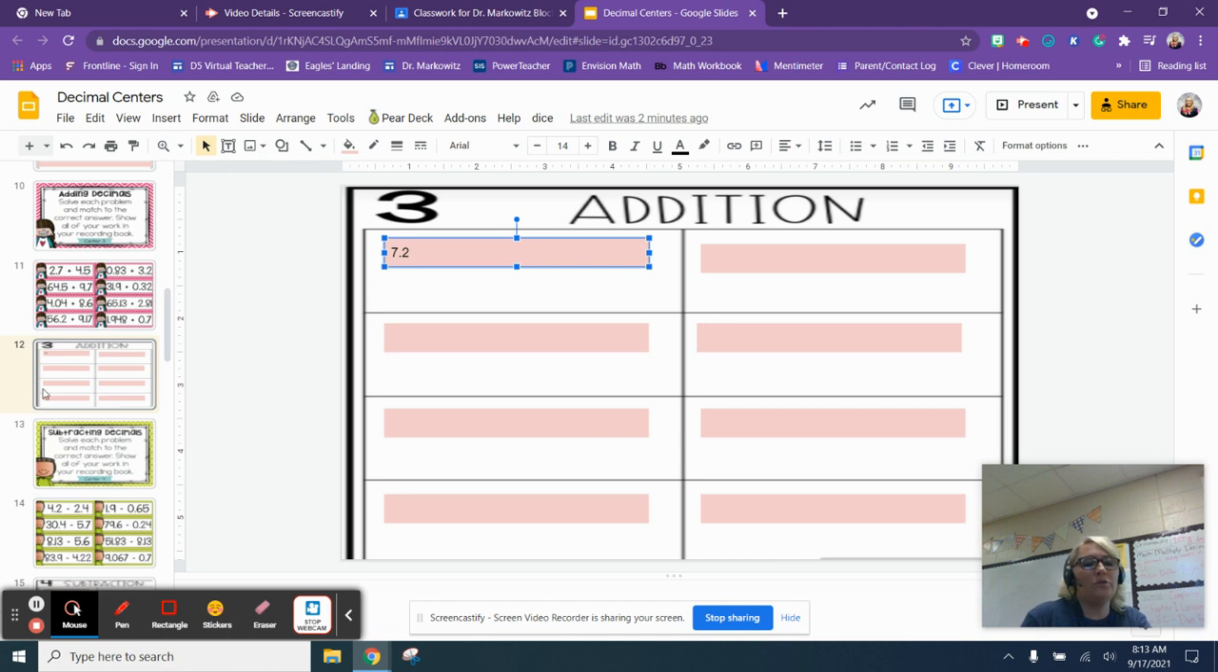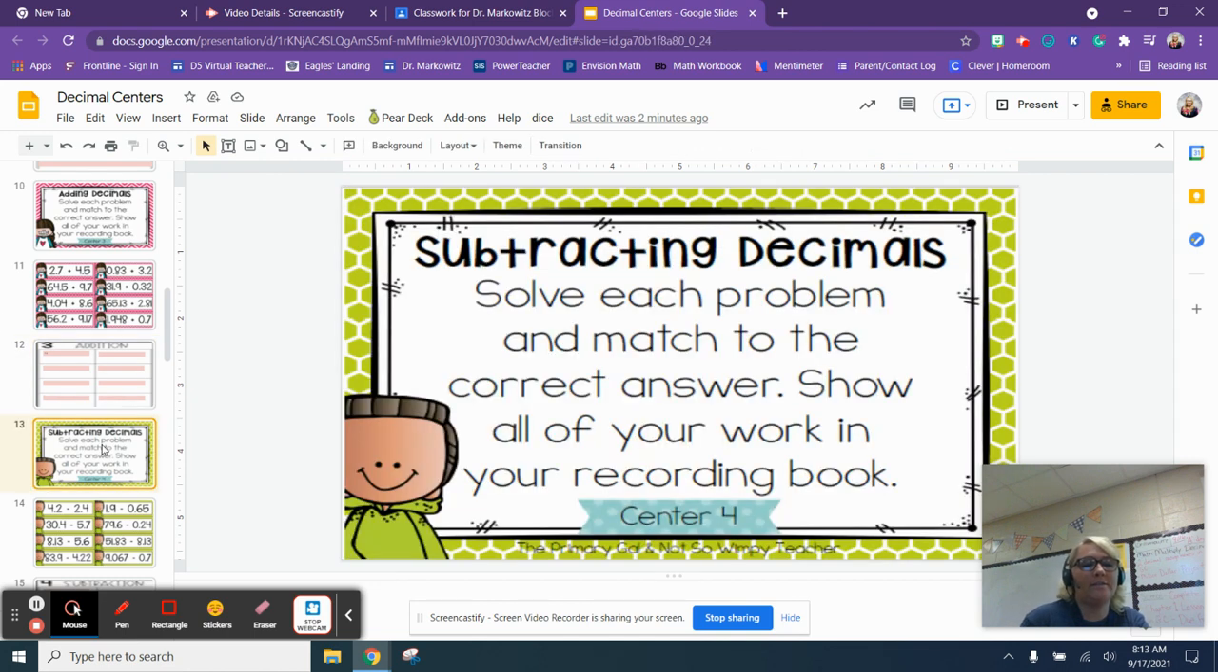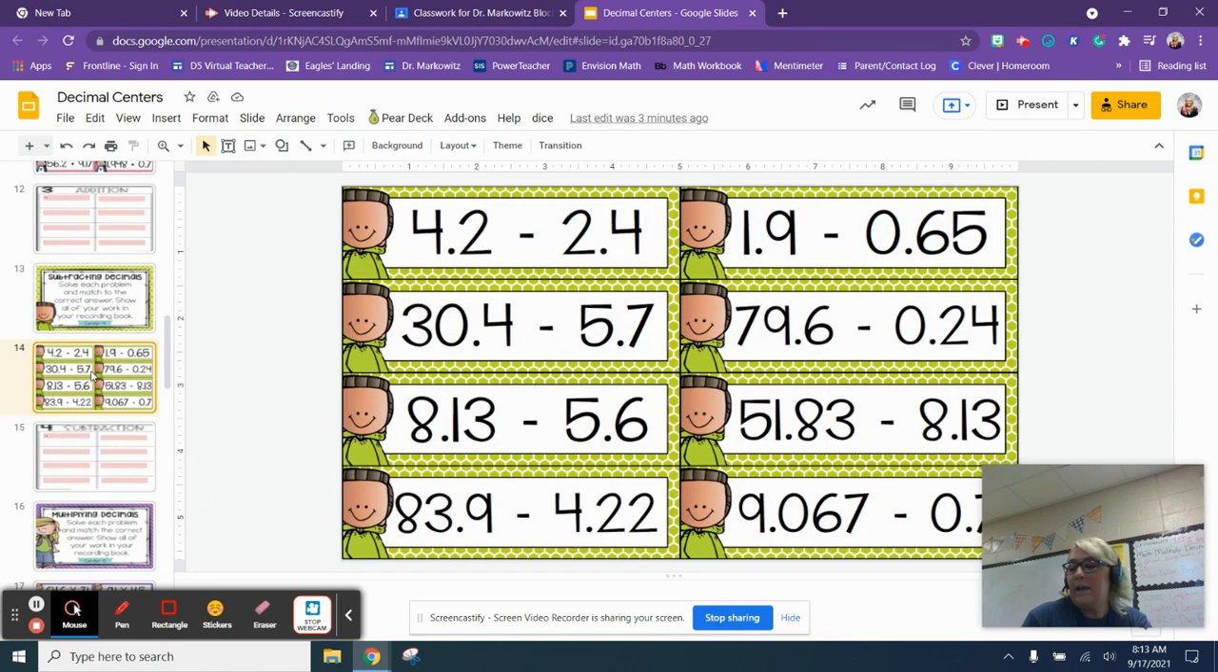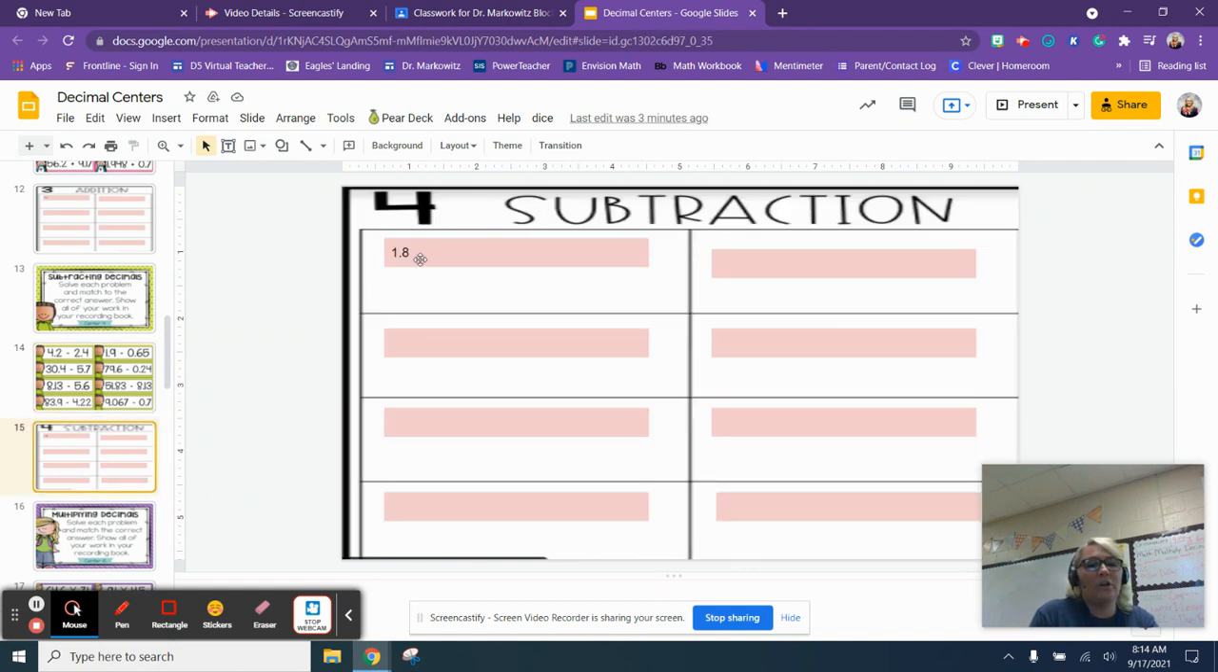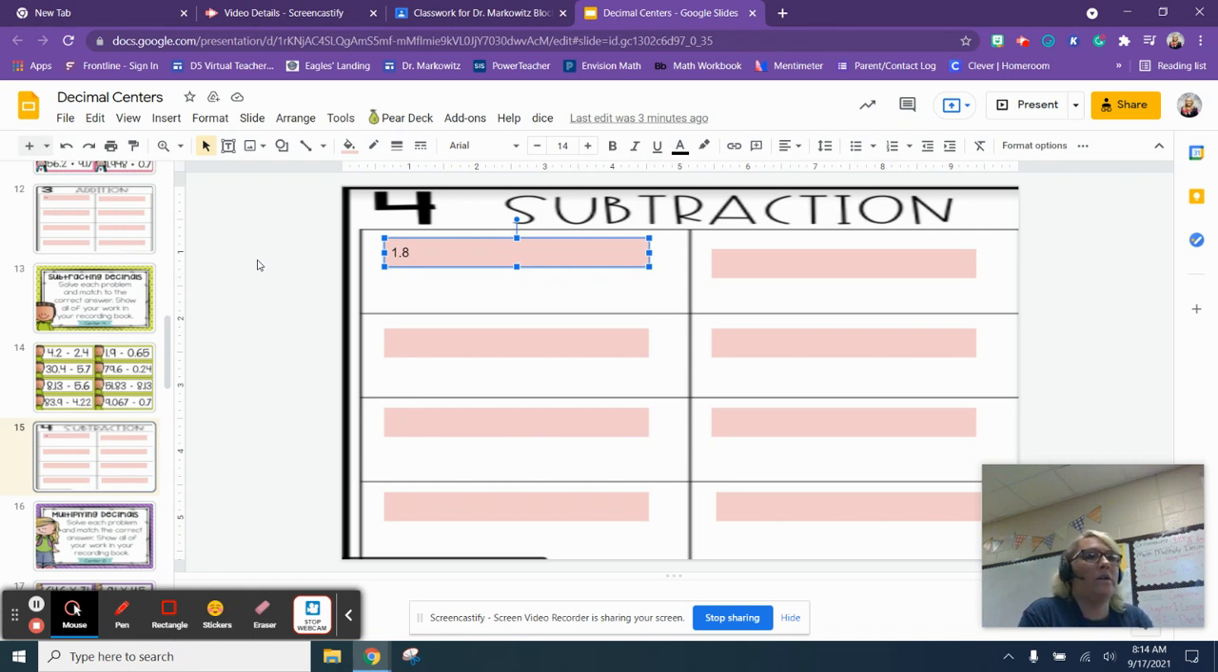Now you're going to go to slide 13 for your instructions. It says solve each problem and match to the correct answer. Show your work. All right, so then we're going to go on to slide 14. And this one is telling us to subtract our decimals. So that very first one, we're going to subtract. And the answer for 4 2/10 minus 2 4/10 is 1 8/10. So on slide 15, I'm going to go and record my answer, and it's 1 8/10.